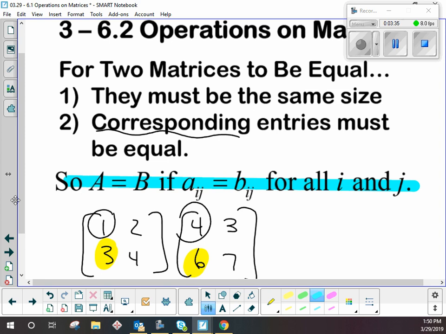This is basically saying matrix A is equal to matrix B if lowercase a sub ij equals lowercase b sub ij. What does this notation mean from the other day when we were introduced to matrices? Lowercase a means we're talking about what? Entries, right, in the matrix. And what does that i and that j represent? Remember? Rows and columns. The i is rows and the j is columns.